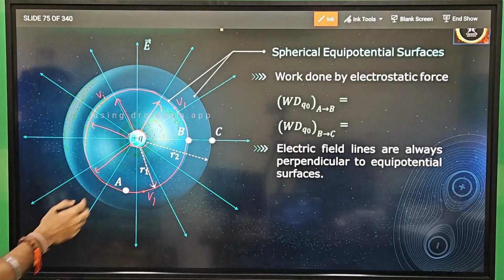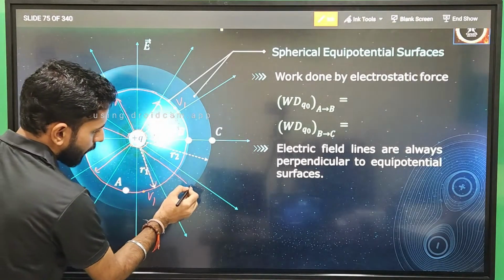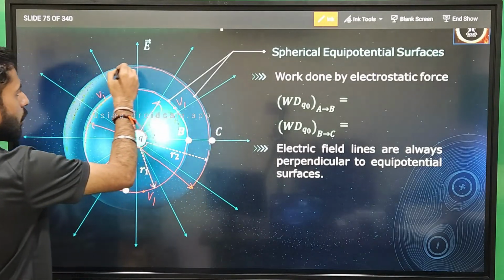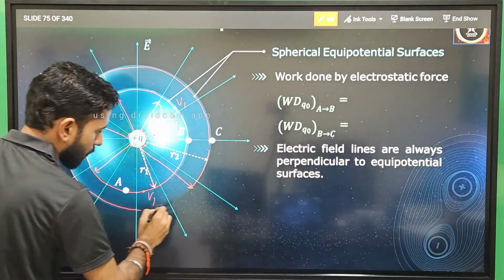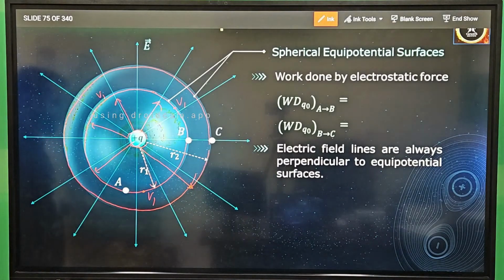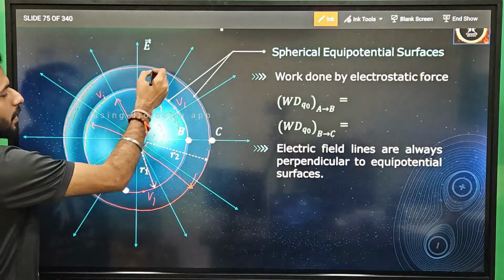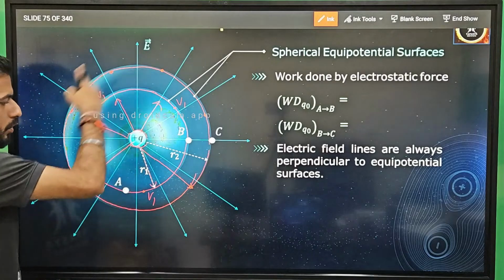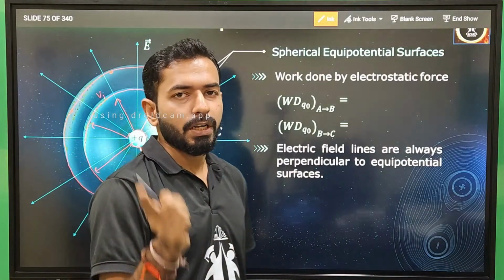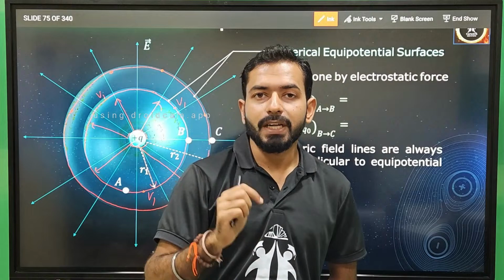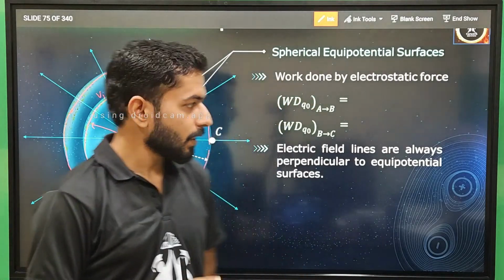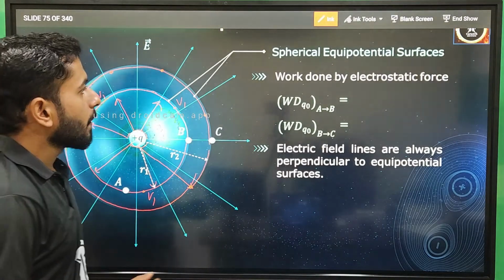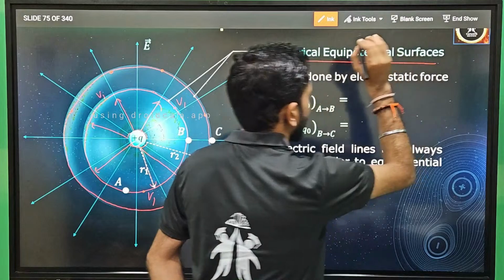Now, if I take a different radius, R2, and go in complete 3D directions and connect all those points, it will give me a sphere. When you calculate potential at this point, this point, this point, all those points will have the same potential, and when you join all those points completely, finally you will have a spherical surface. That's why I am saying, always remember from here, that a point charge always has a spherical equipotential surface. Remember this very important thing.